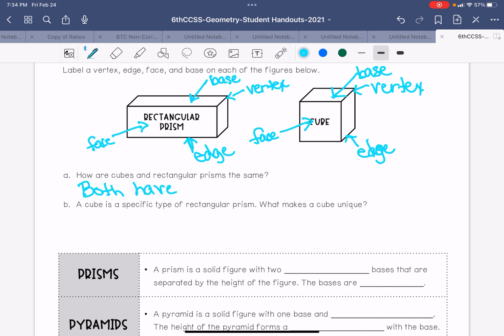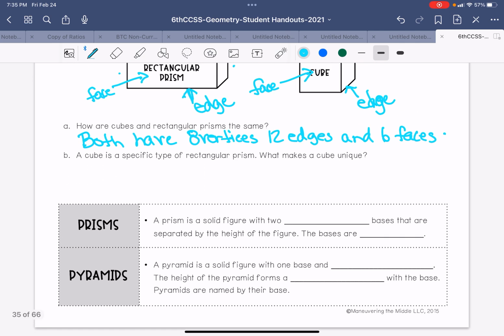Both have 8 vertices, 12 edges, and 6 faces. You cannot see all of them when they are drawn on a piece of paper, but we have them in the room and you can grab one to count all the faces and the edges. You have to realize that there is one on the back, there's one on the bottom, there's one on this side, so whatever you have here, there's one on the opposite side as well.